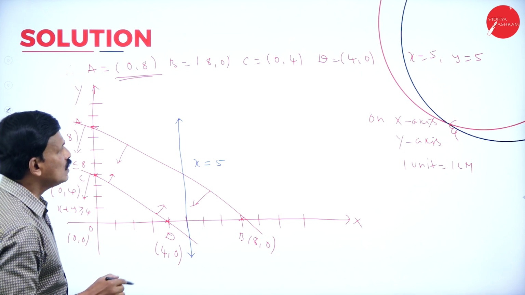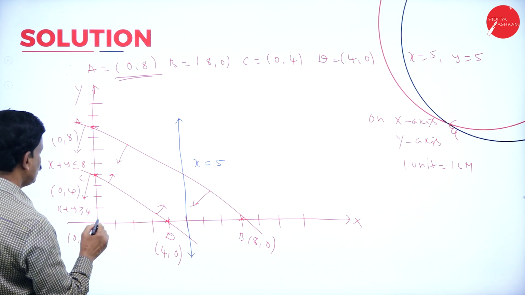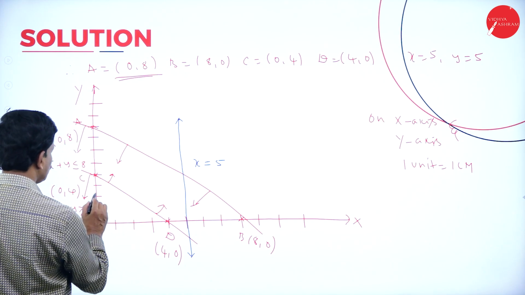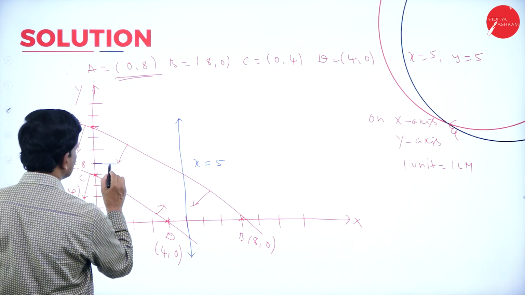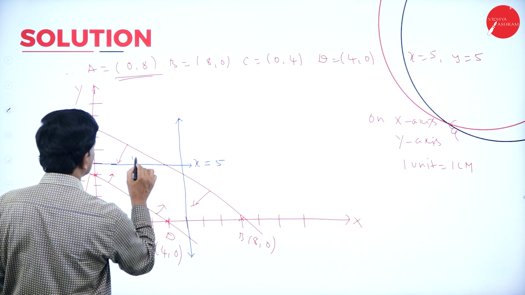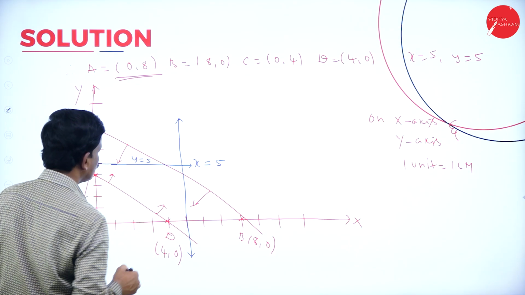And another line, y is equal to 5. y is equal to 5 means a line which is parallel to the x axis. 1, 2, 3, 4, 5. Here it is. This is the line. This is nothing but y is equal to 5.